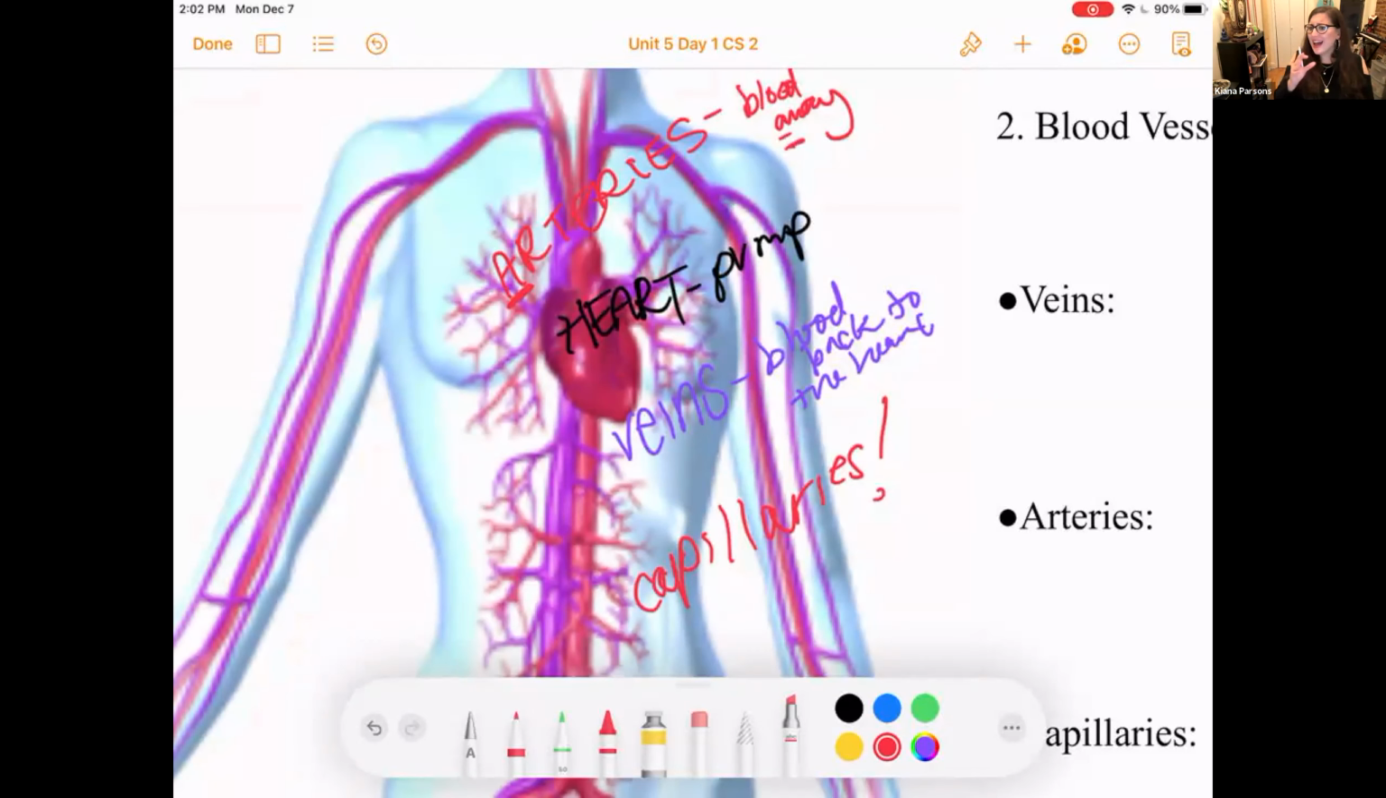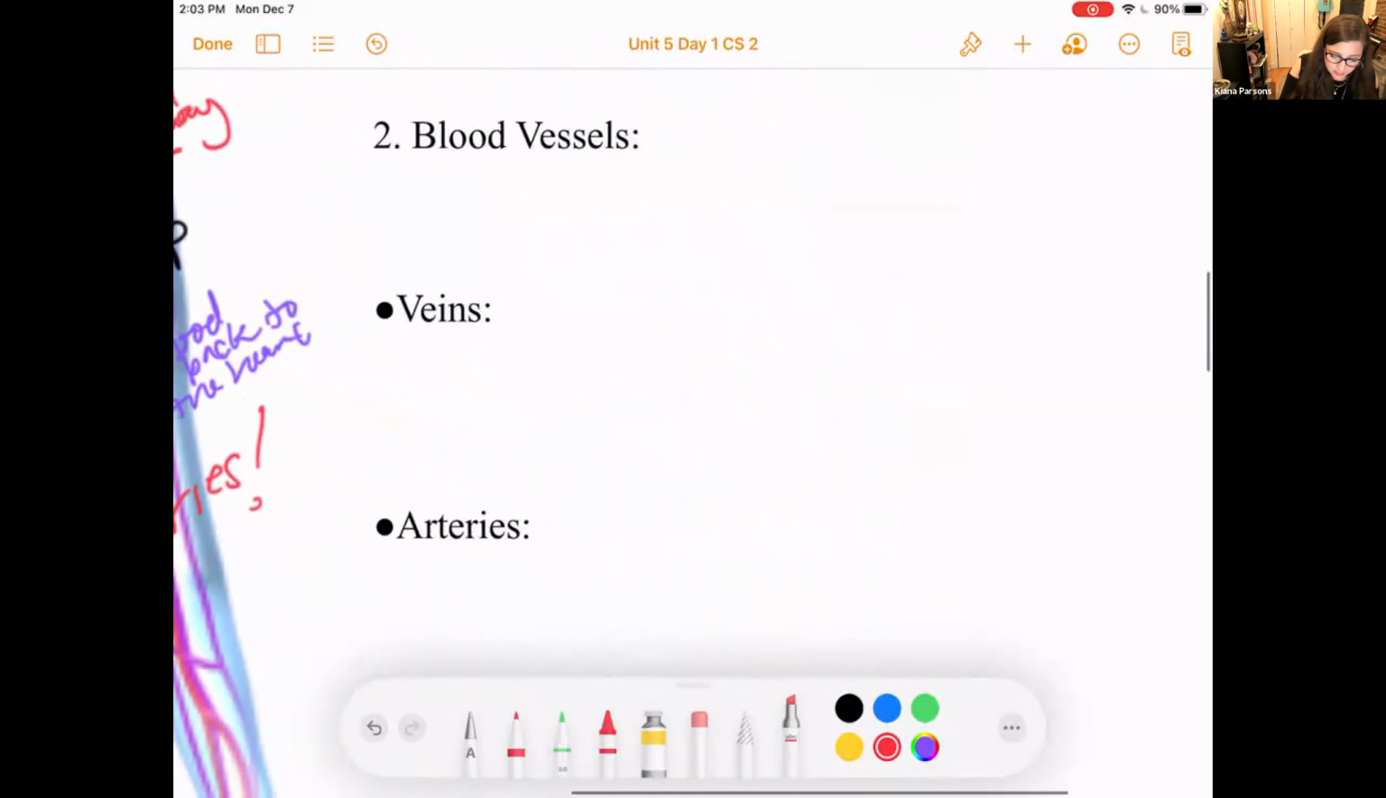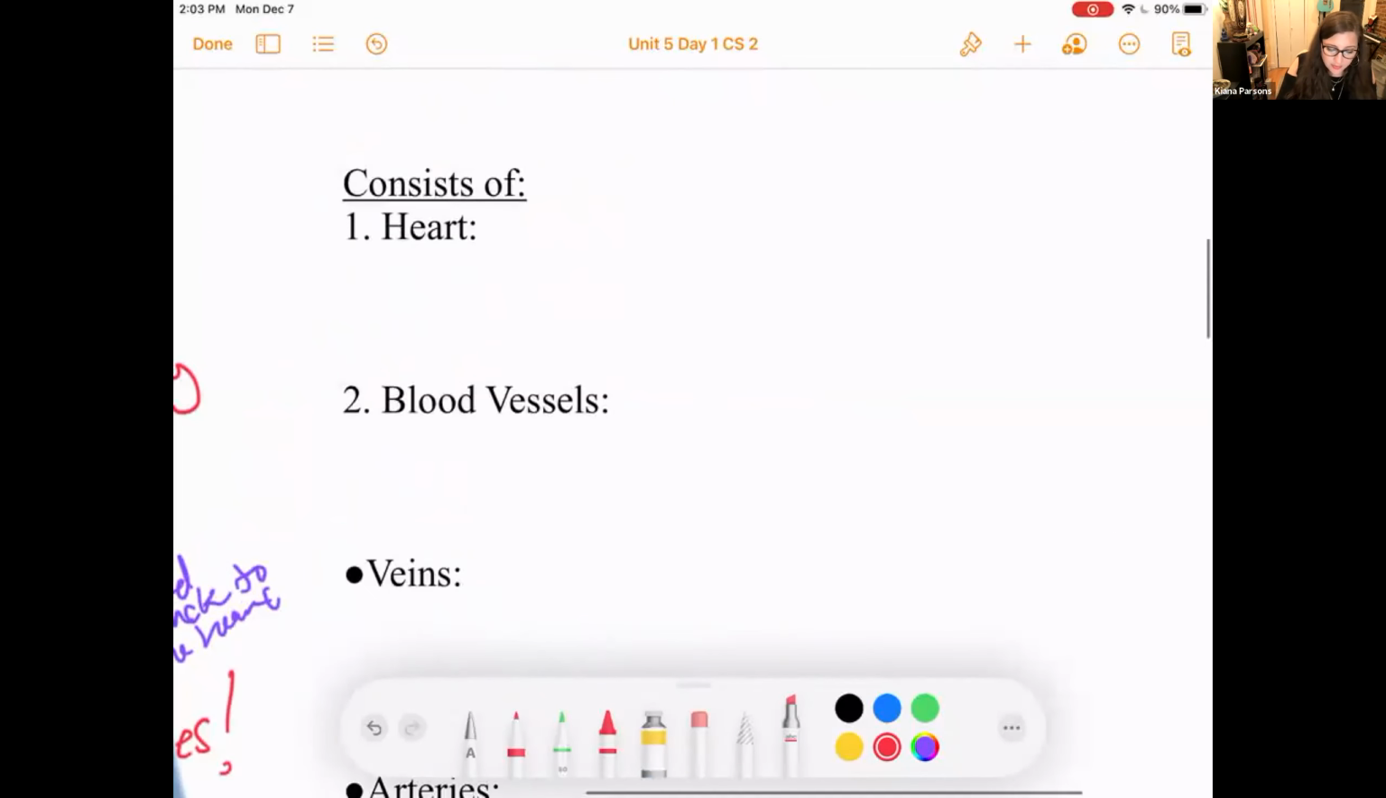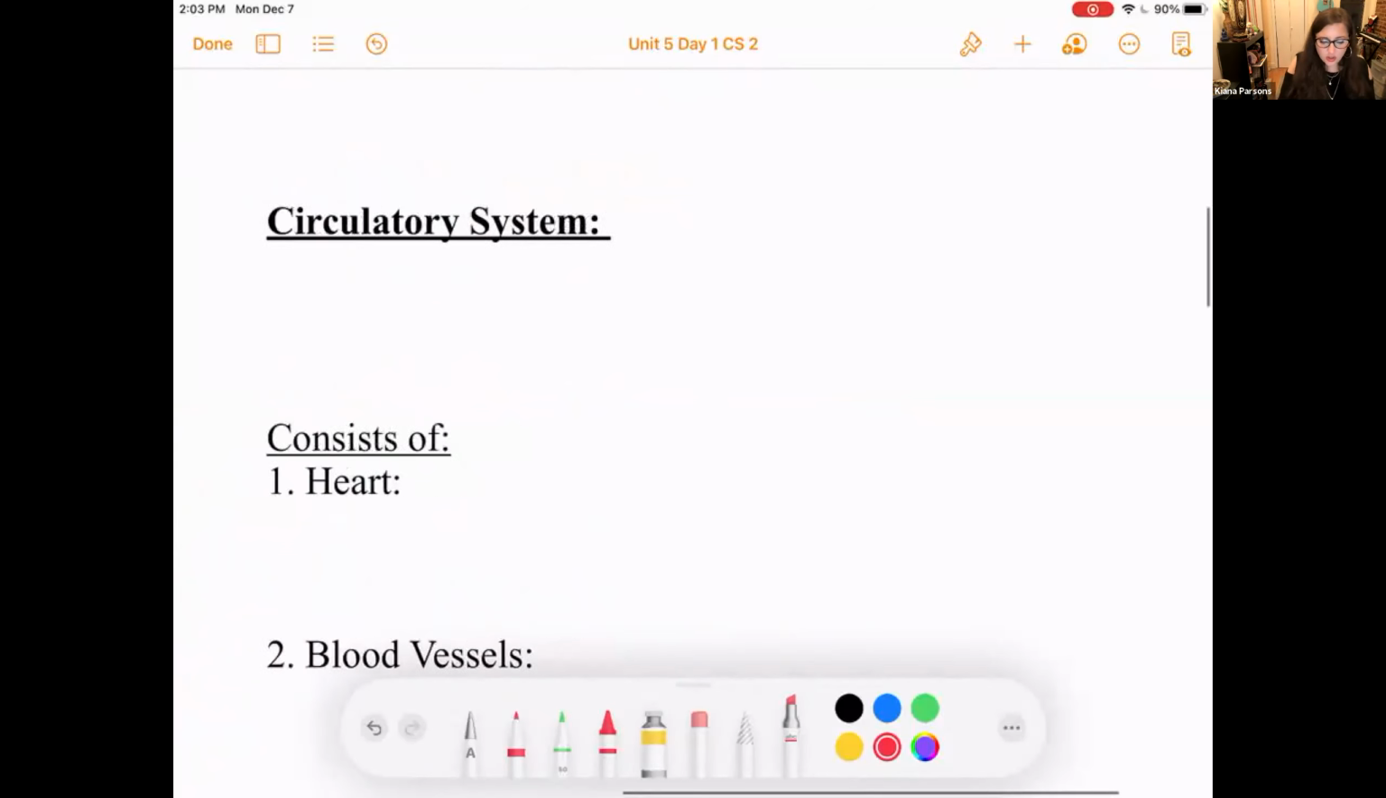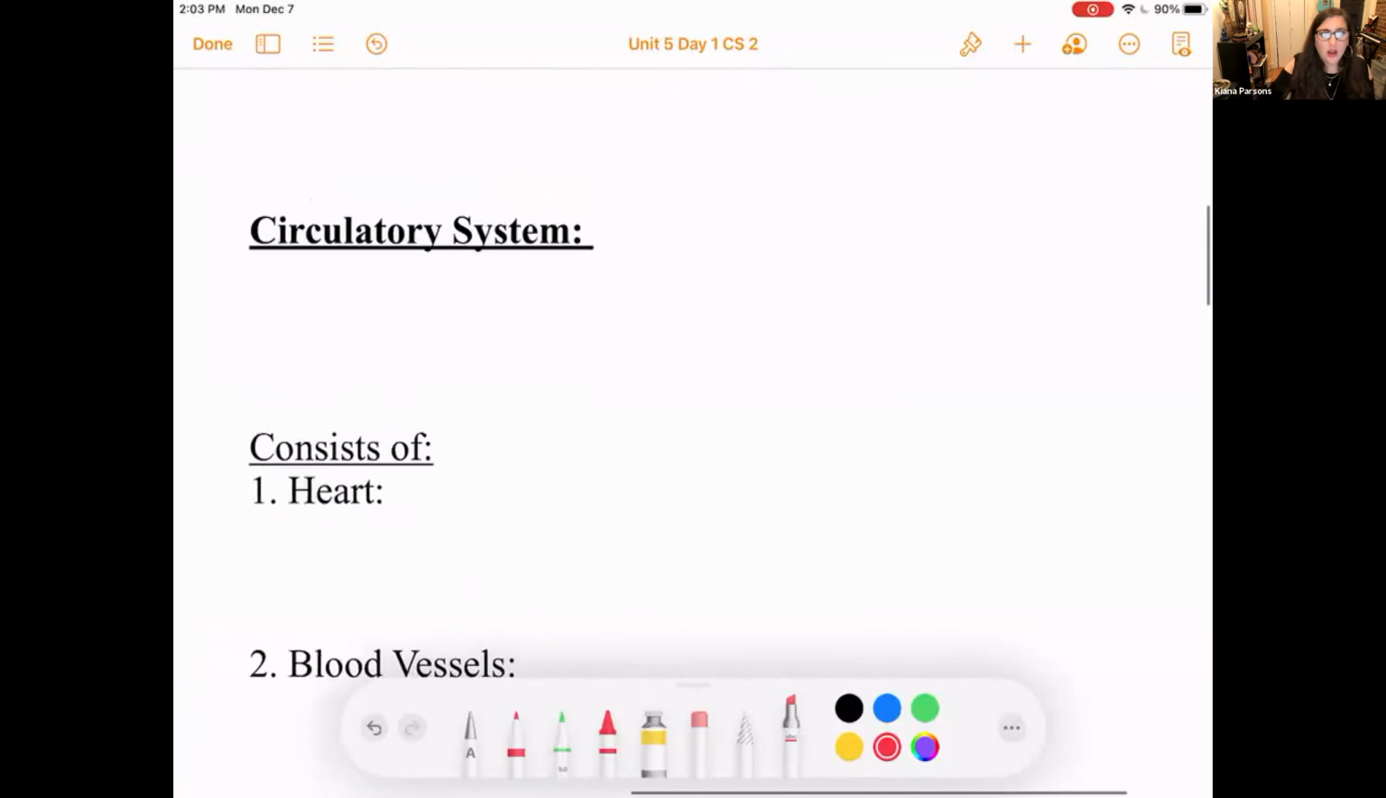And we're going to look at how these blood vessels are shaped, or rather, I'm going to draw them out for you, and that should also give you a clue. But first, let's get a definition of the circulatory system on our papers that we can agree upon.